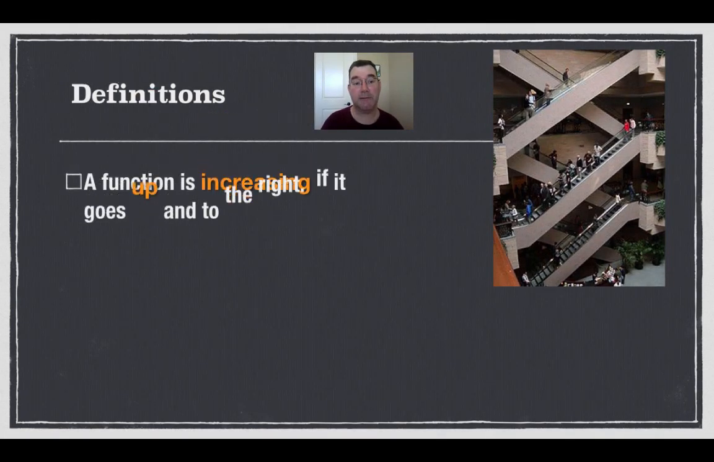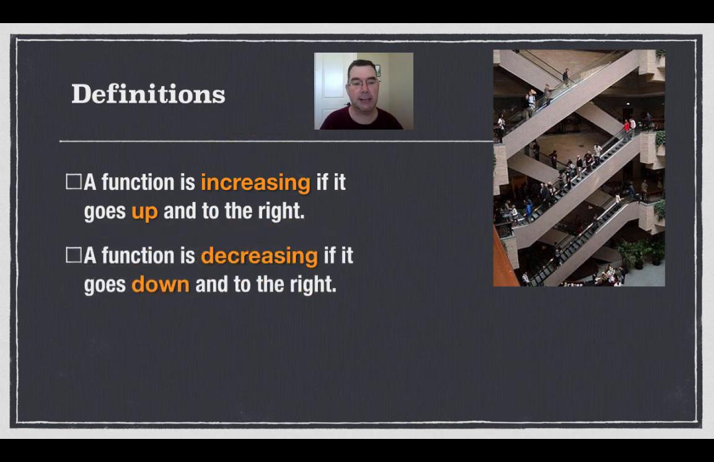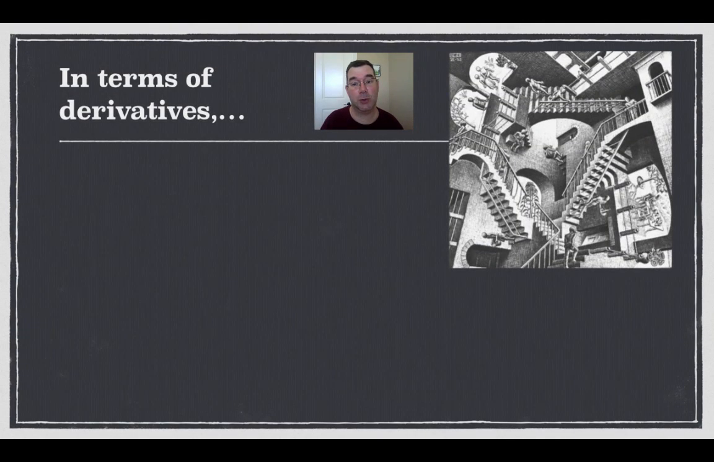Let's start with some definitions as to what it means to be increasing and decreasing. So a function is increasing just in general if it's just going up and to the right. It can be curved, it can be straight, but it's going up and to the right. And it's decreasing if it's going down and to the right. So we always read from left to right, so we never talk about it going to the left. So it's either going up and to the right or down and to the right, increasing or decreasing.